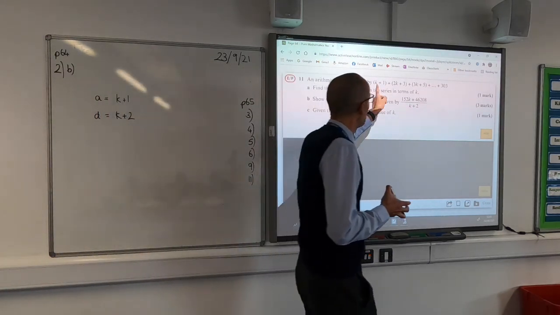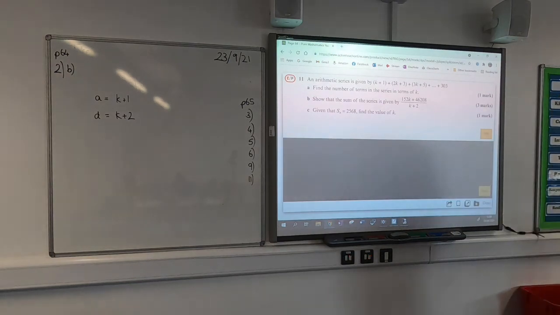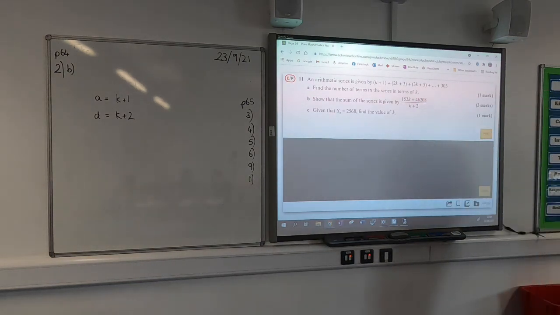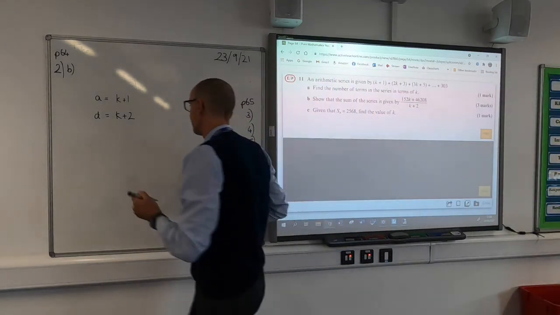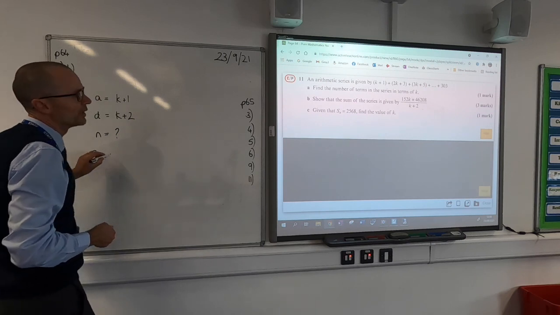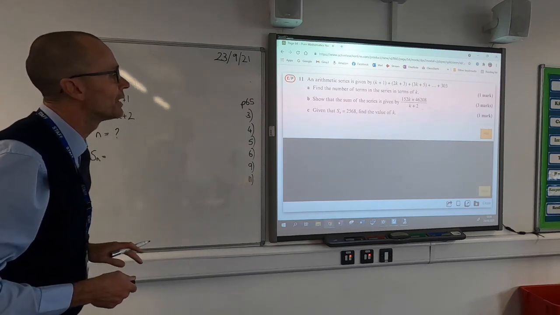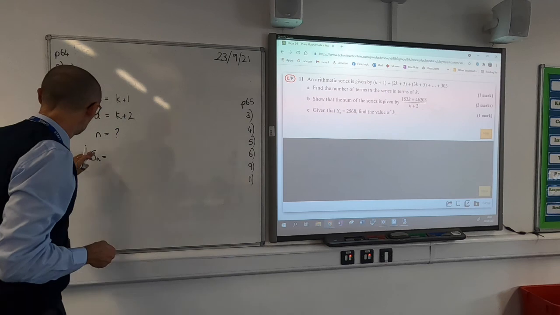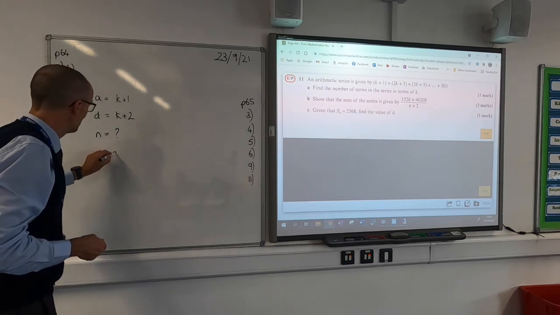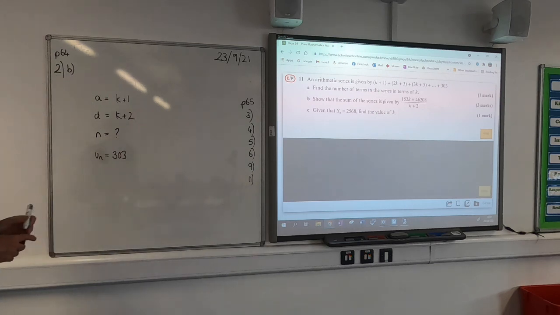Going from here to here, I'm adding k plus 2, and going from here to here, I'm adding k plus 2 again. So the difference is k plus 2. I don't know the number of terms, but I know the sum of those terms, but I know the nth term is 303.